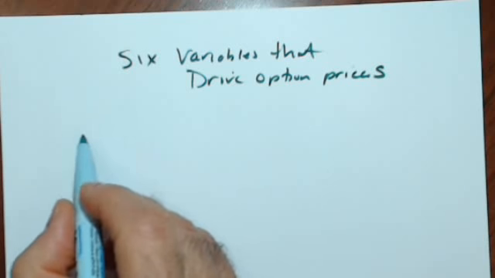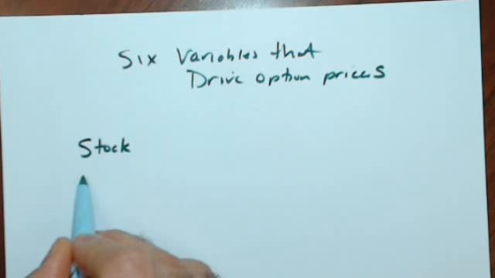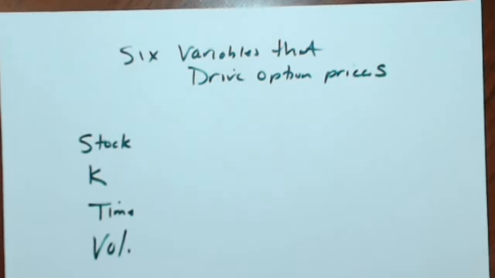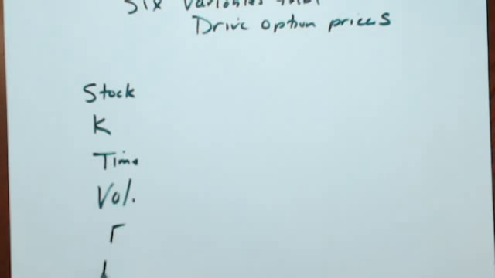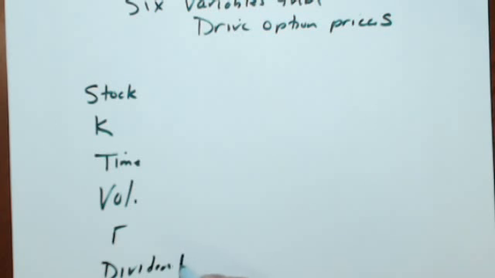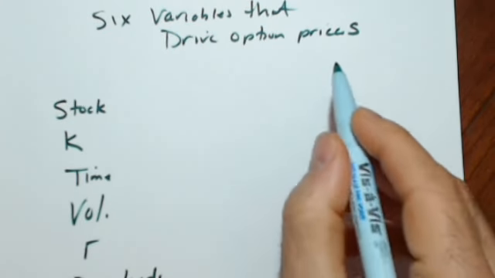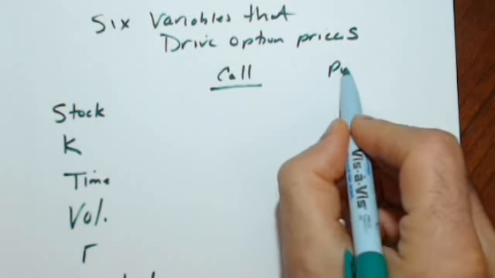So we know that the stock price is one of the variables. We know the exercise price is one of the variables. We know that time to expiration is one. Stock volatility is one. Interest rates are one. And then dividends is one. So what I want to do is build a little table of pluses and minuses for a call and a put.